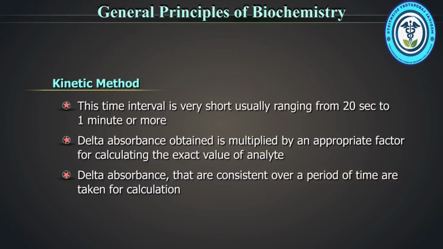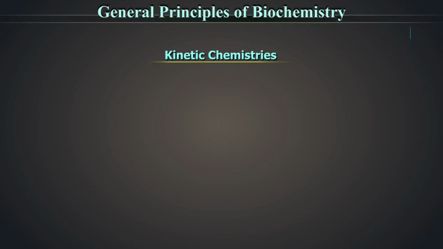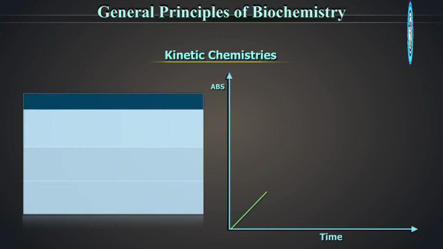The delta absorbances that are consistent over a period of time are taken for calculation. These tests are standardized to give a linear delta absorbance over a period of time and up to the specified linearity mentioned for each analyte. Kinetic chemistries could be classified as A.